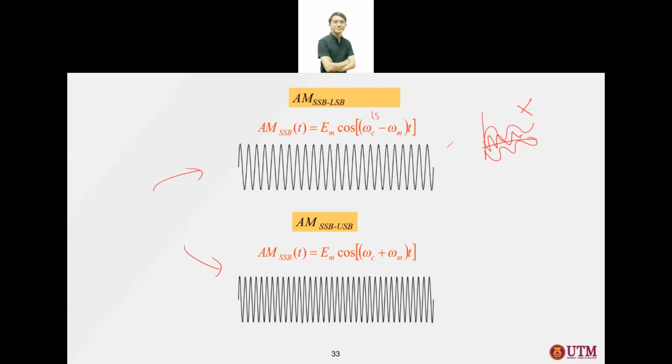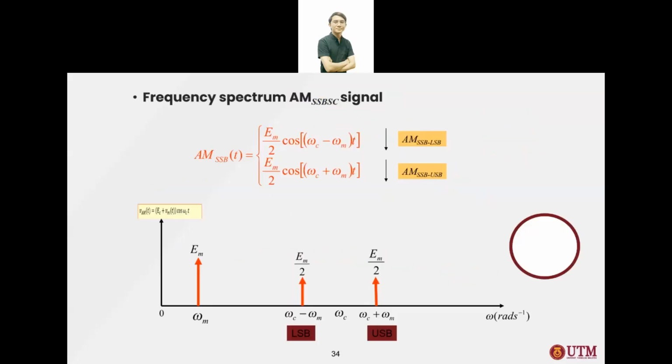If it's omega C minus omega M, it means lower sideband. That's why you see it is lower frequency compared to this one. If you send omega C plus omega M, it is higher frequency, more compressed. The shape looks more compressed, meaning we have more complete cycles over time. This one is extended a bit, meaning it has fewer completed cycles in a unit of time. So this one is lower frequency. This one, if we transmit, is the upper frequency or upper sideband.